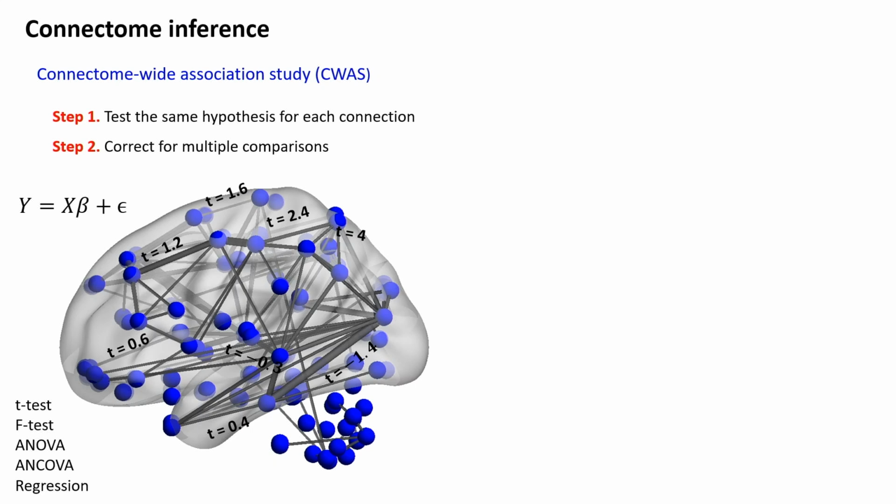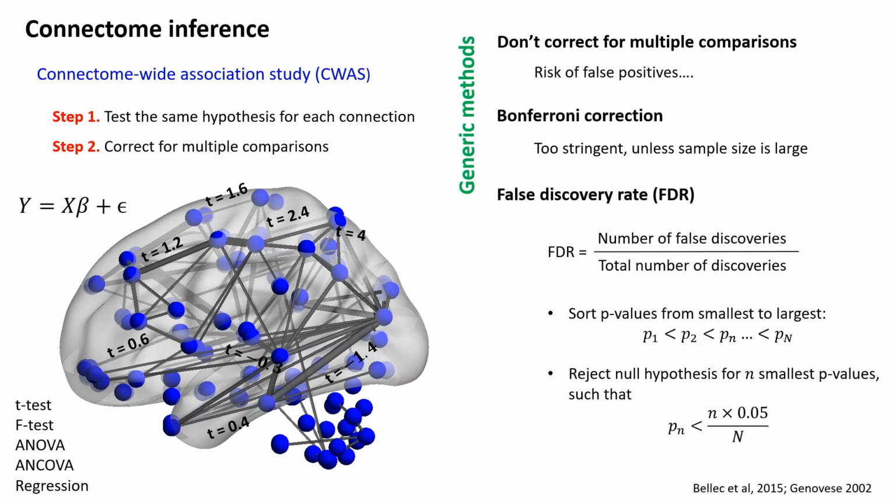So we've got a p-value and a test statistic at each edge, and this could potentially be hundreds or thousands of different connections. So there are various generic methods for correcting for multiple comparisons. I'm sure many of you are already aware of these. The Bonferroni correction, which is probably too stringent here. There's also the false discovery rate, which is a little more lenient.